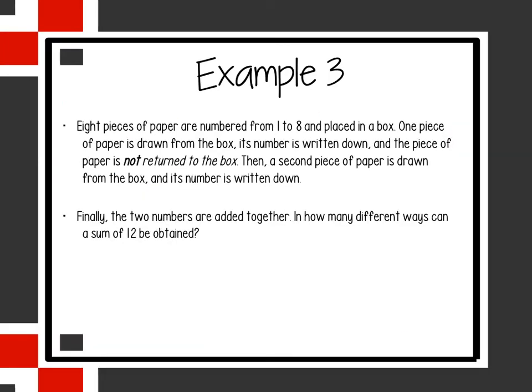Okay, example 3 says 8 pieces of paper are numbered from 1 to 8 and placed in a box. 1 piece of paper is drawn from the box, its number is written down, and the piece of paper is not returned to the box. Then a second piece of paper is drawn. The two numbers are added together. How many different ways can the sum of 12 be obtained? So what changed?